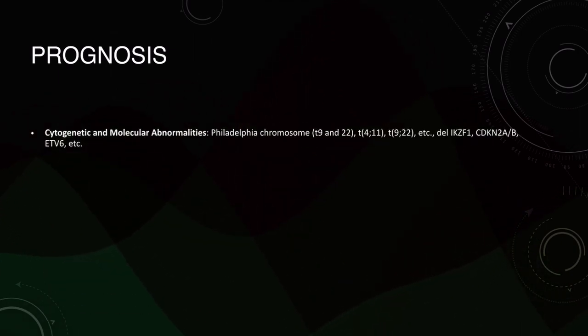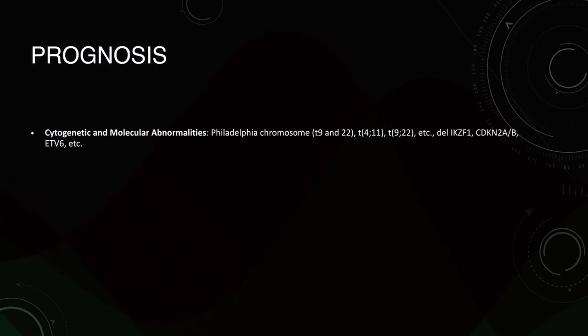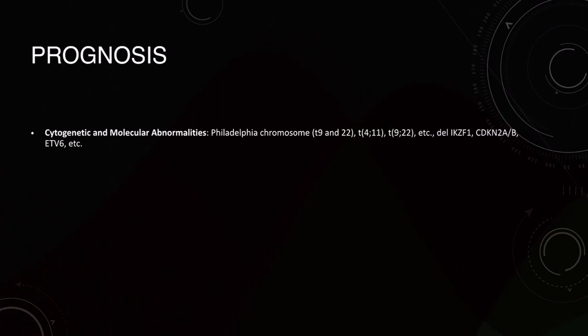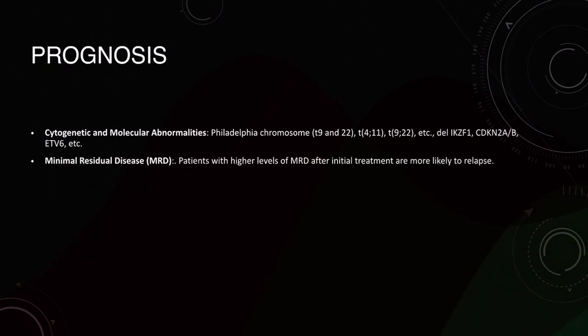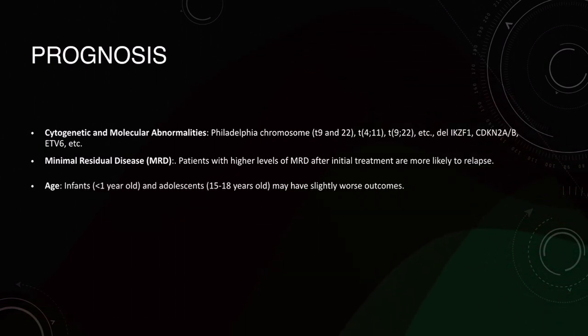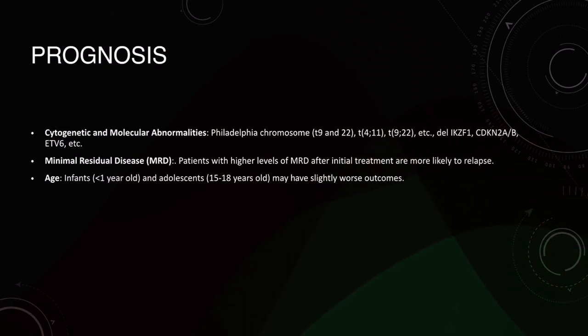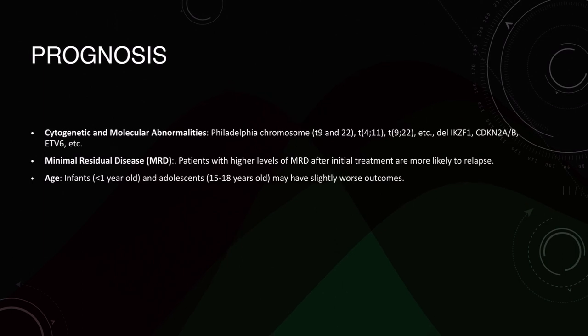There are a few prognostic factors you need to know, like the Philadelphia chromosome, which was initially considered a bad prognostic factor. Now it is considered a good prognostic factor. Minimal residual disease, MRD: if it is high, then there is a high chance of relapse. Age below 1 year and above 15 years is associated with worse outcome.